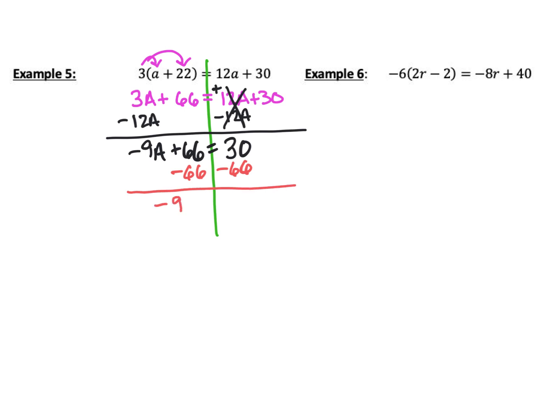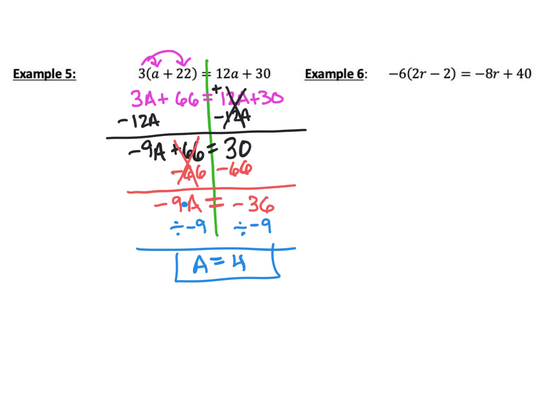So I have negative 9a, positive and negative 66 go away. 30 minus 66 is negative 36. Then now I look at it. We have negative 9 times a. So I'm going to divide by negative 9 on both sides. So then a is going to equal a positive 4.